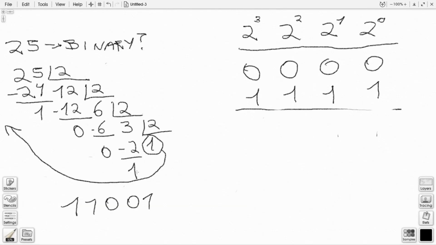So 11001 in binary is 25 in decimal, which is what we're used to. This is how we transform from decimal to binary. And now you also know, because we've just done this exercise, how to represent binary numbers in decimal.